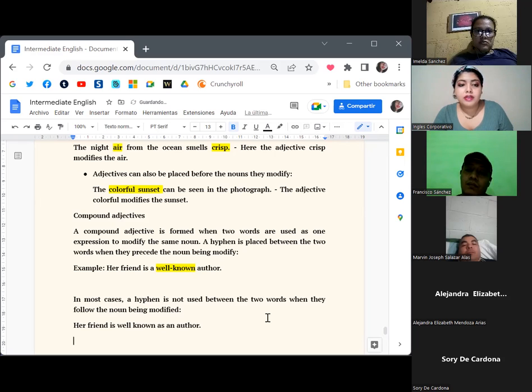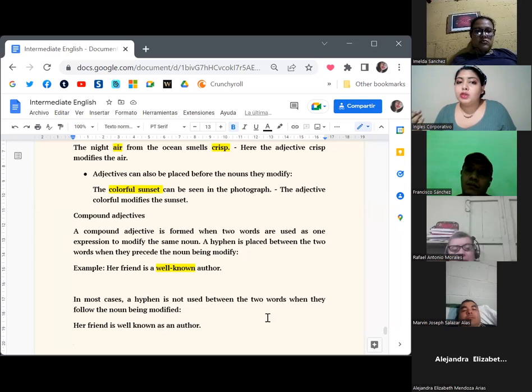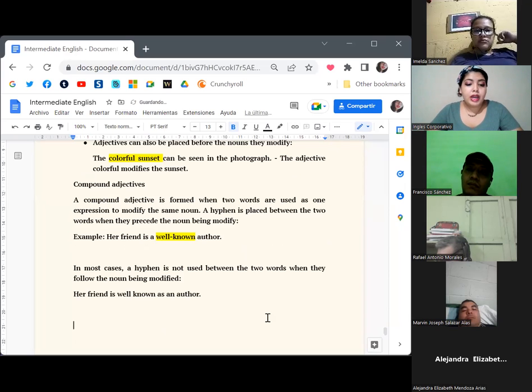So then we have series of adjectives. In this case, we are going to talk about when we have two or more adjectives in the same sentence. What are we going to do with two or three adjectives when we are using a sentence? So now we are going to find the structure for that kind of expressions in which we are going to use a lot of adjectives to describe something. So we have the series of adjectives.